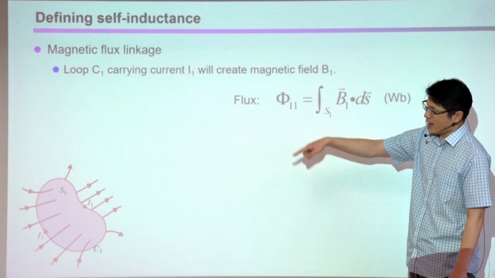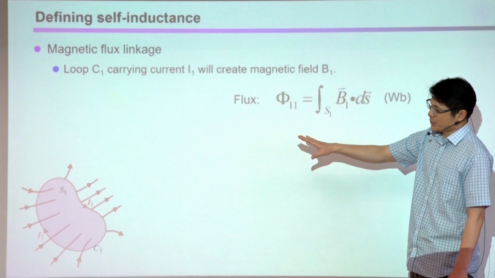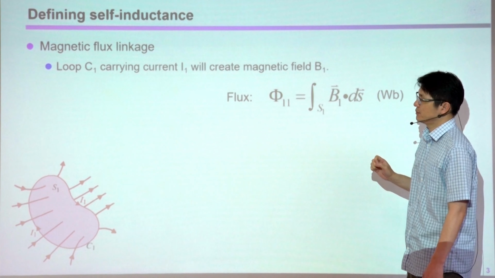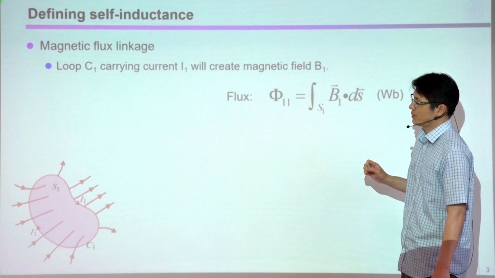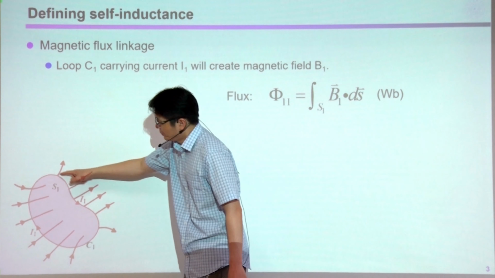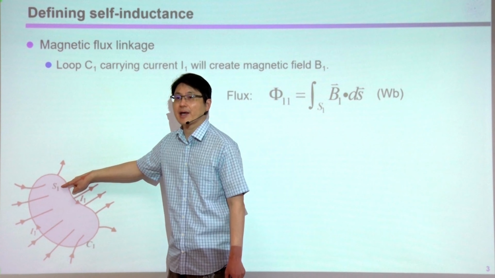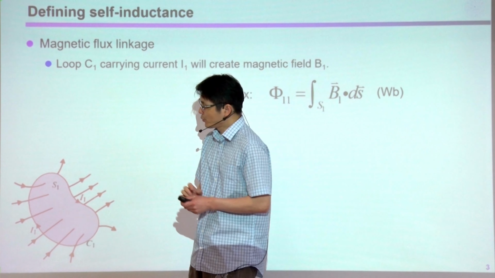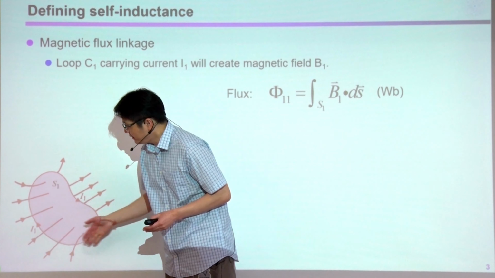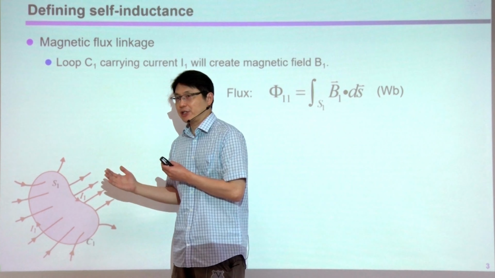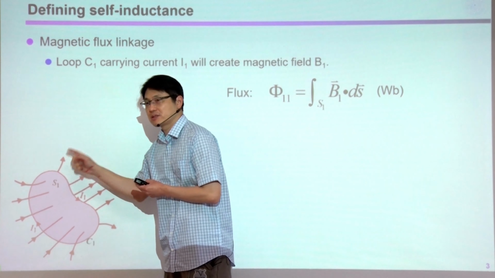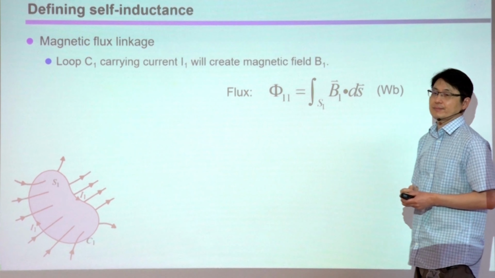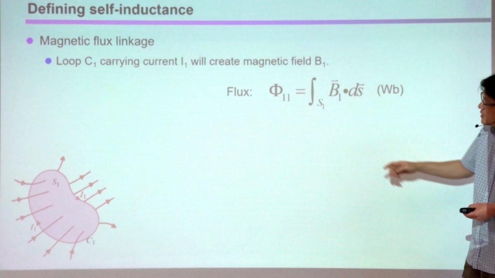Now, once you have reached a steady state operational current, this current loop has its own area of S1. Okay? So we're asking how many field lines are actually penetrating across the surface area. And that is called the flux.